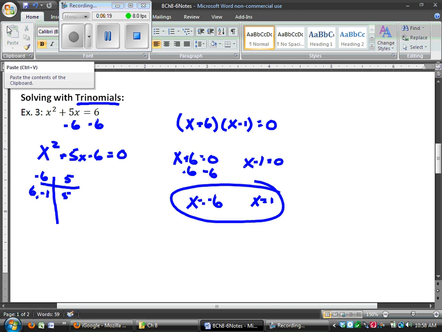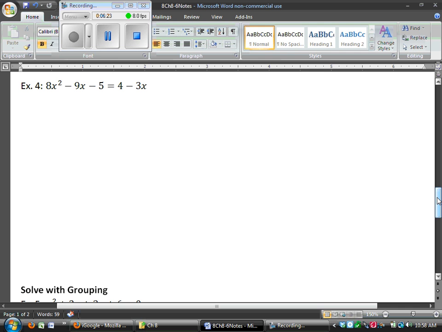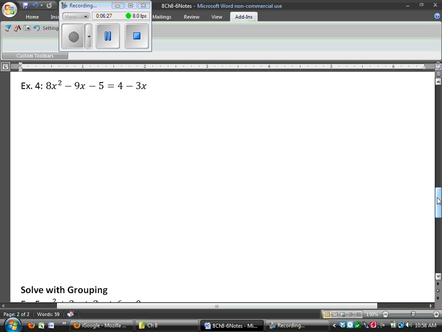So on the back, we'll do two more here. Did an example of each type of factoring that we had, so you'll be able to see how it works for each thing. So what I need to do here, first step, make sure the equation equals 0. So the first thing I can do is add the 3x.